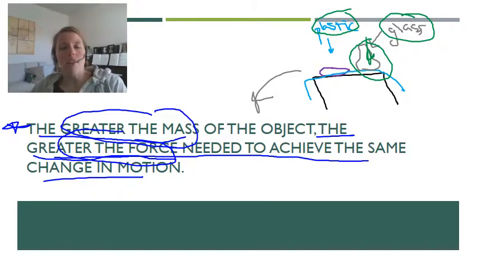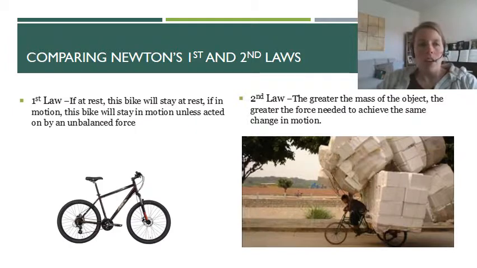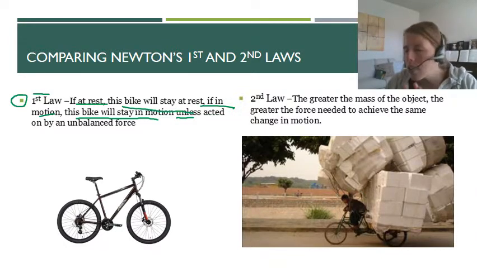So that question I asked a few slides ago, I wanted to make sure I came back to it. So let's compare Newton's first and second laws, okay? I want to make sure you are able to remember the two separate laws and keep them separate. So let's remember, and you guys can review these and read them with me. First law, if at rest, this bike will stay at rest. If in motion, this bike will stay in motion, unless acted upon by what? An unbalanced force. Very good.